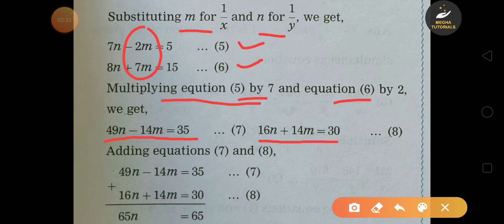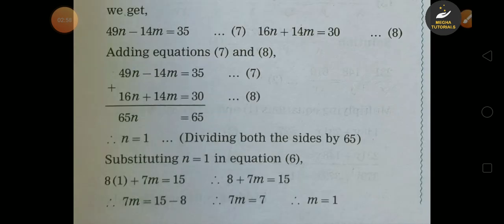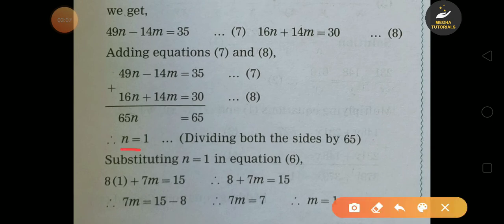Check the sign of 14m, 14m. One is minus, another is plus. So different signs. So we will add equations 7 and 8. After addition we will get 49n plus 16n, 65n, 14m and 14m cut, and 35 plus 30, 65. So you can get n is equal to 65 upon 65, so n is equal to 1.